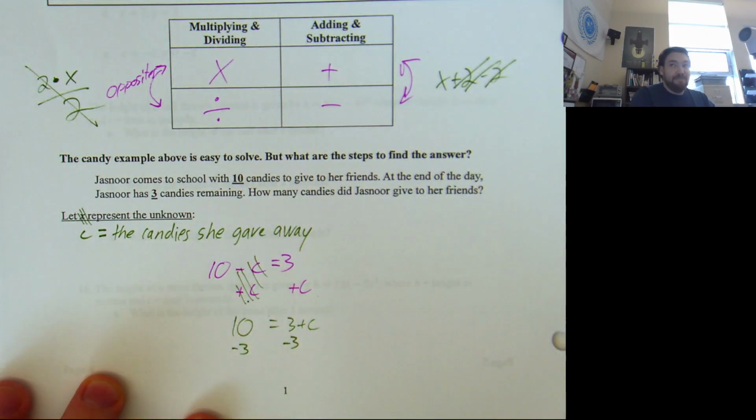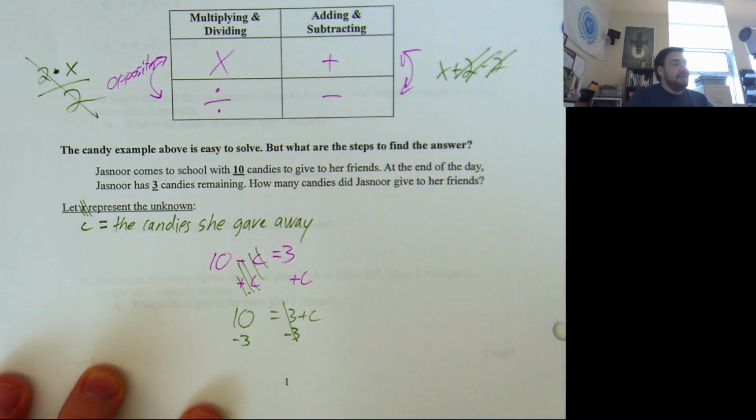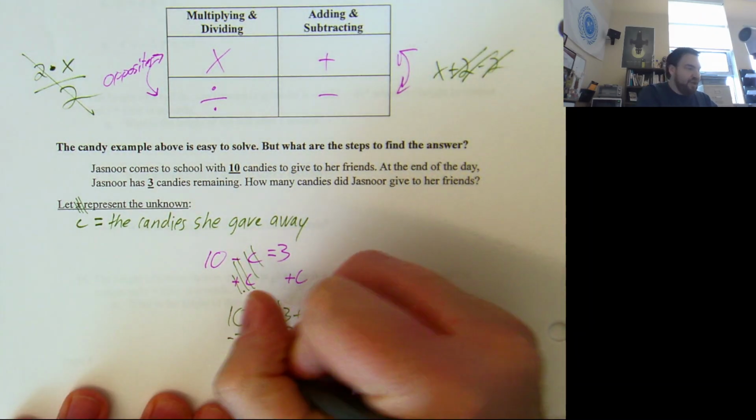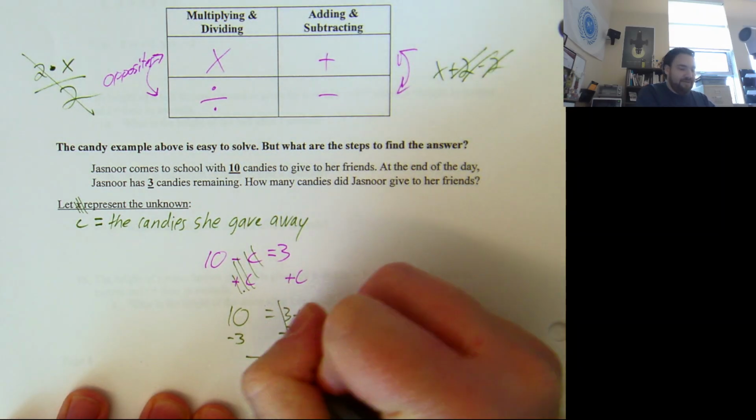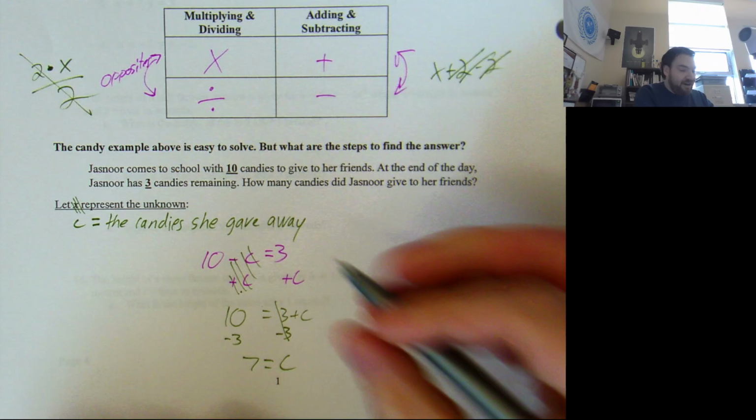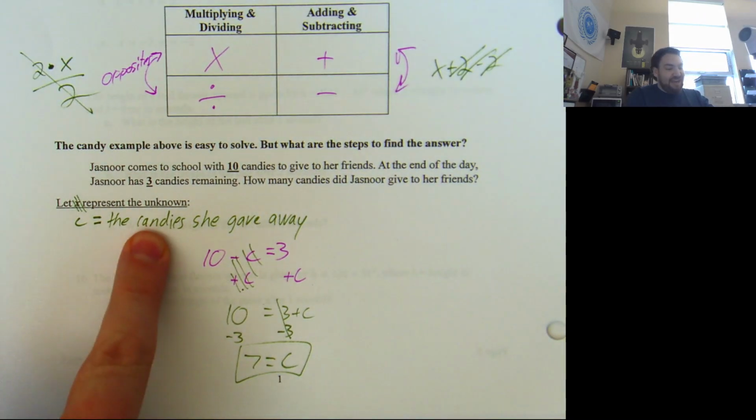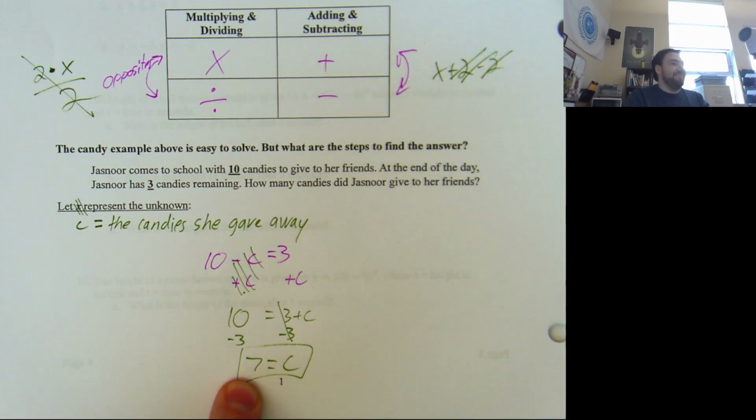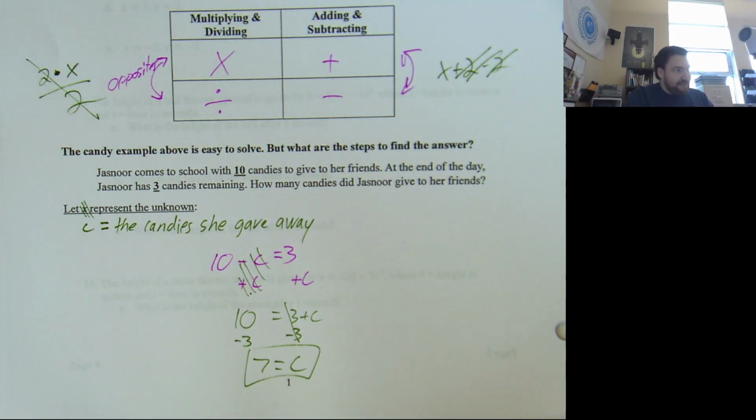Stuff you've seen in grade 8. 10 minus 3 is? 8. No. 7. Oh, look. The candies she gave away, there were 7 of them. Take away 3, 7. I was 10, take away 3, 7. Oh, yeah, that makes more sense.